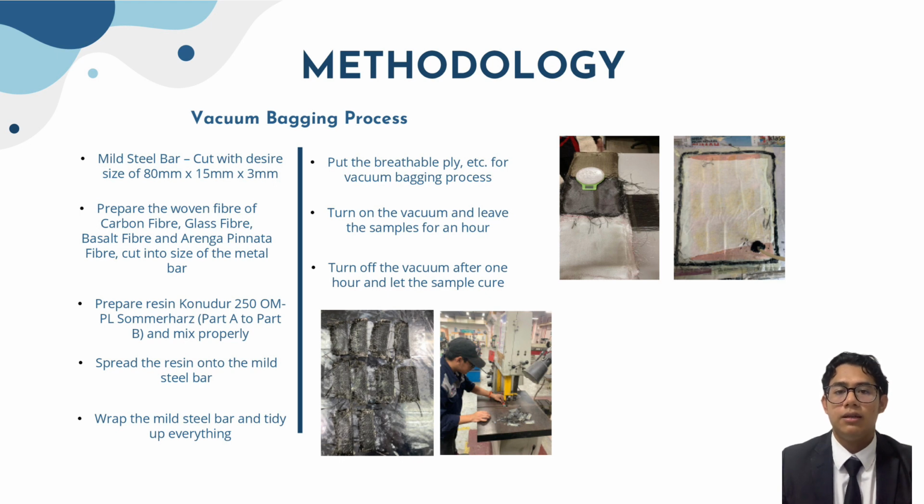And after that, I will put the breathable ply for the vacuum bagging process, turn on the vacuum, and leave it for 1 hour. After that, turn off the vacuum and place it in the open air to cool for 1 hour. And this is the picture of what I have done during this FYP session, where I used carbon fiber wrapped with metal, and I have also cut it into small pieces by doing the finishing process.